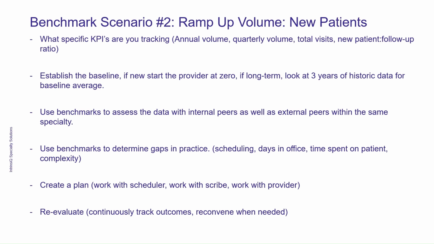You need to establish your baseline. So obviously a new provider isn't going to have a baseline of how many new patients they have seen in the past. If it's a long-term provider and they are starting to dwindle in their new patients or struggling to get in new patients, look at their 3-year historic data and set a baseline average from that. You can use the benchmark reports, and we'll look at a few of those as we get into the portal. And you can even assess the data within your own practice, looking at those internal peers with the same specialty to help give you guidelines as to where your other providers should be.